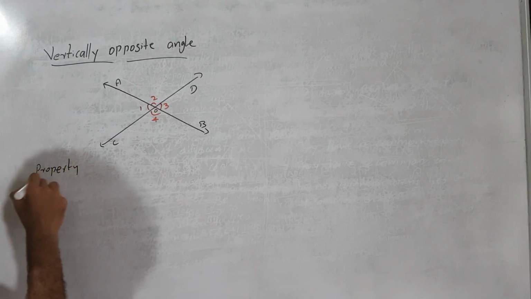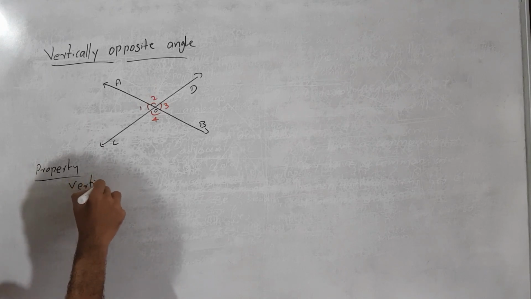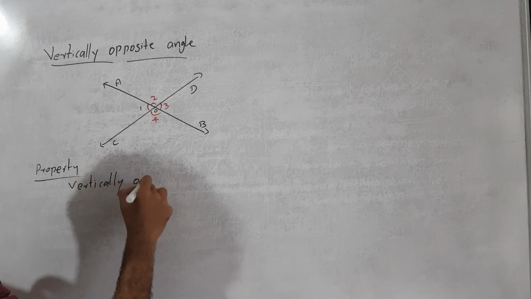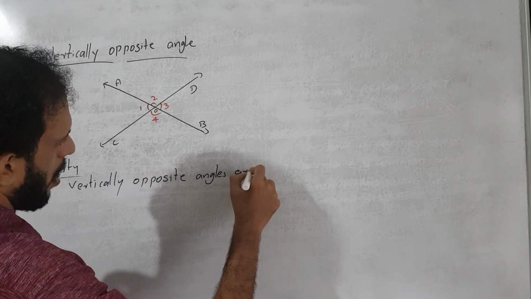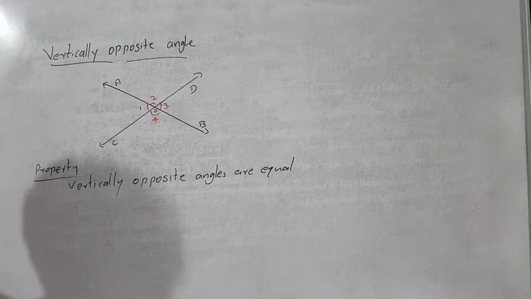Then the property of vertically opposite angles. What is the property of vertically opposite angles? It's also an important property. Vertically opposite angles are equal. Vertically opposite angles are equal.